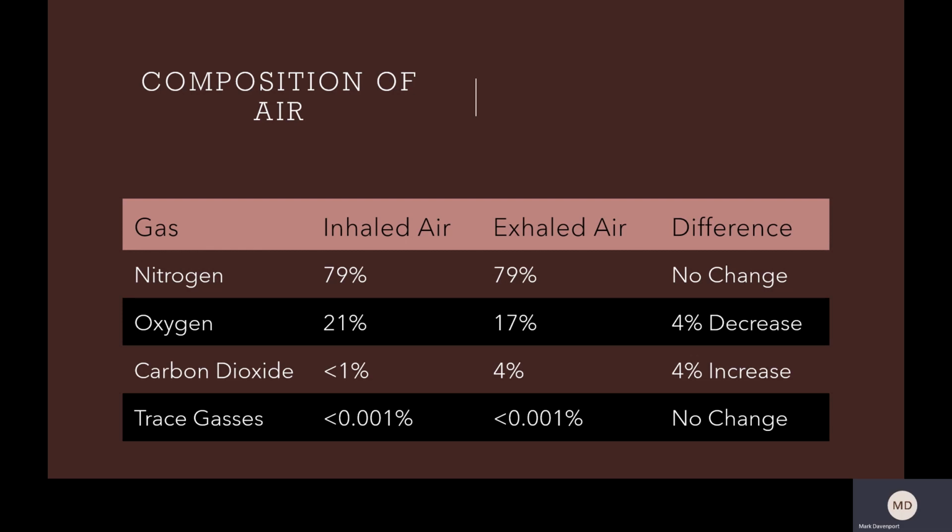So what's the air made up of? It might be quite surprising for some people. So the air we inhale is actually 79% nitrogen. It's only 21% oxygen, and it's under 1% carbon dioxide and 0.001% trace gases. And then the exhaled air, should I say, is again 79% nitrogen, 17% oxygen, and it's 4% carbon dioxide that we give out. And again, trace gases is the same. So as you can see, there's a 4% decrease in oxygen, and there's a 4% increase in carbon dioxide.